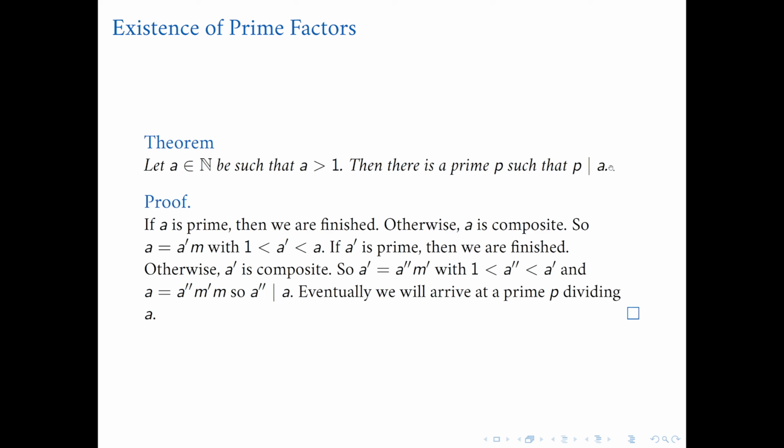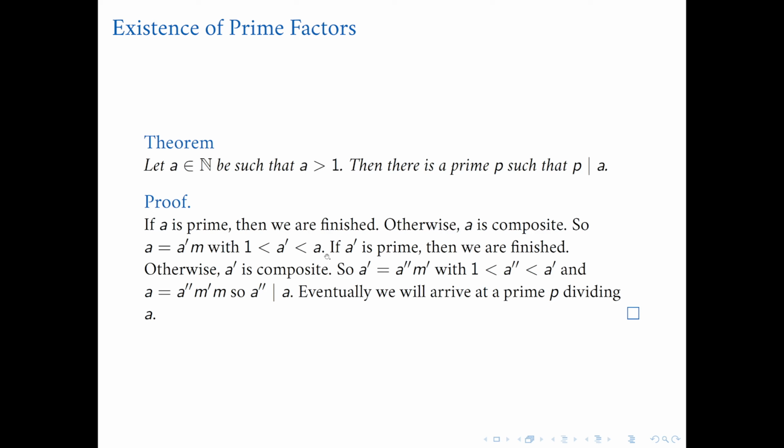So, suppose we have such an a that's bigger than 1. We want to find a prime that divides it. Well, if a is already prime, then we pick p equals a. Nailed it. Otherwise, a is not prime. And by our characterization of composite numbers, it means that a is a product of two numbers, some a prime and some other m. And our a prime is strictly between 1 and a. Can't be 1 because then we're just writing a as 1 times m, and that's not part of our characterization from before. So a prime is strictly in between 1 and a.